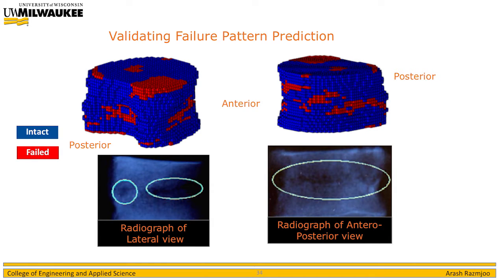Here, again, we validate the predicted result by plain radiography. As you can see here, it predicted failure in the lateral view of the vertebra. The plain radiograph of the lateral view of the experimental sample shows the same behavior of the fracture. And here it shows the anterior-posterior view, and the X-ray from the anterior-posterior direction shows the same behavior of the fracture.